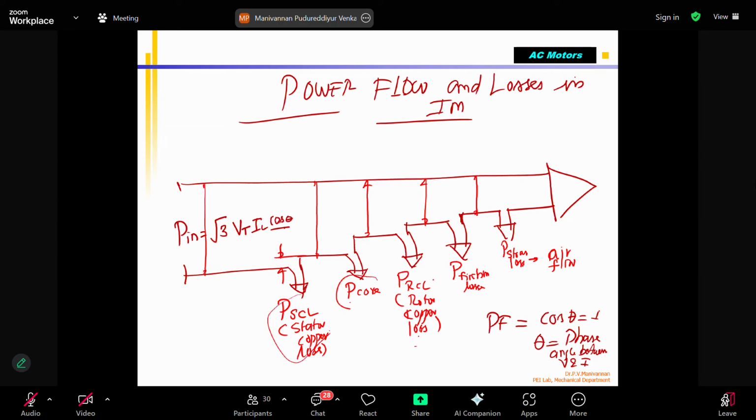All these losses generate heat in the rotor and stator copper. That heat is being cooled. So at one end of the rotor there is a fan which sucks air, and the air goes inside the motor. The ventilation or stray losses are air losses. Any other losses.